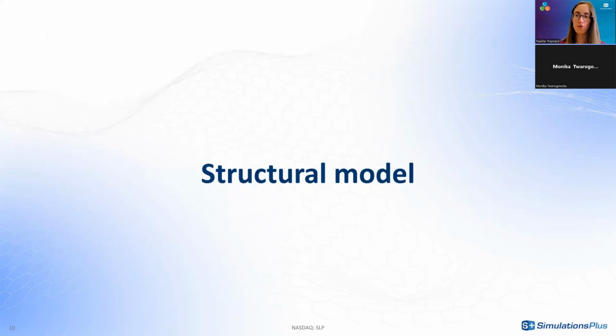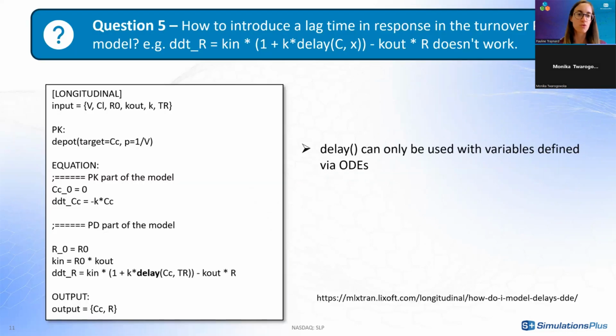And now I will answer more technical questions, starting with some questions on writing structural models. The first question is how to introduce a lag time in response in the turnover PD model. The person who asked that question tried an equation that uses a delay function and said that it didn't work. So here I show you an example of a simple PKPD model that uses this delay function.